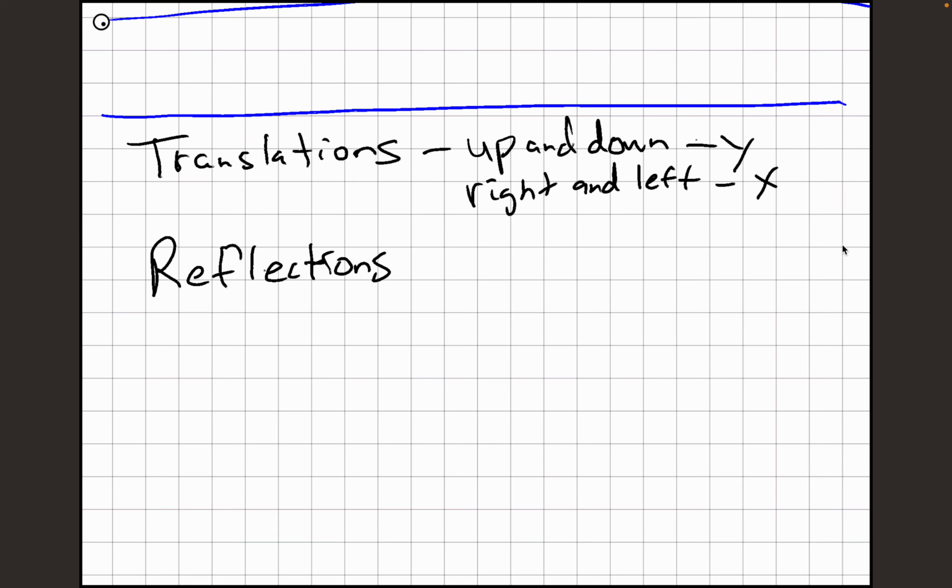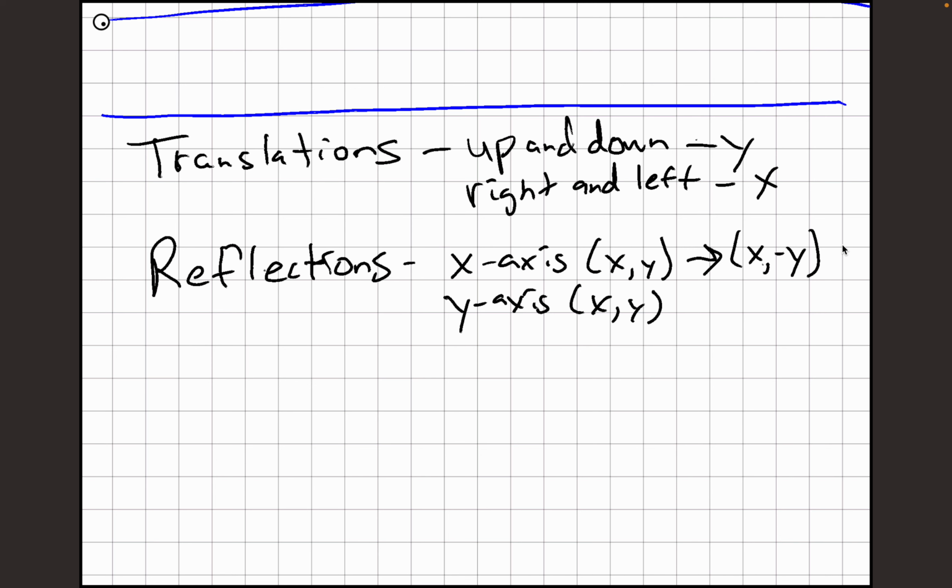Okay, reflections. There's 4 different reflections that we learned. What was one of them? Over the x-axis, and what happens to x and y? Y changes, so whatever value y is, it's the opposite of y. Okay, what about the y-axis? Yeah, the x changes and y stays the same. That's all that happens when it crosses those axes.